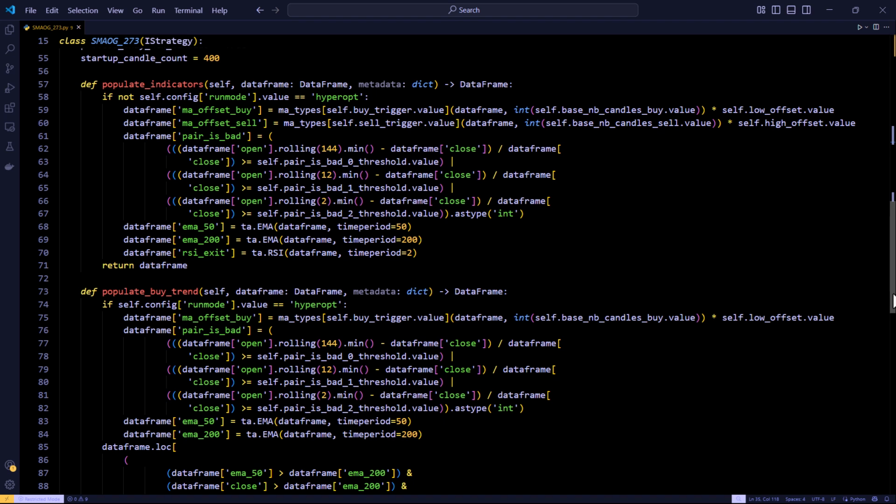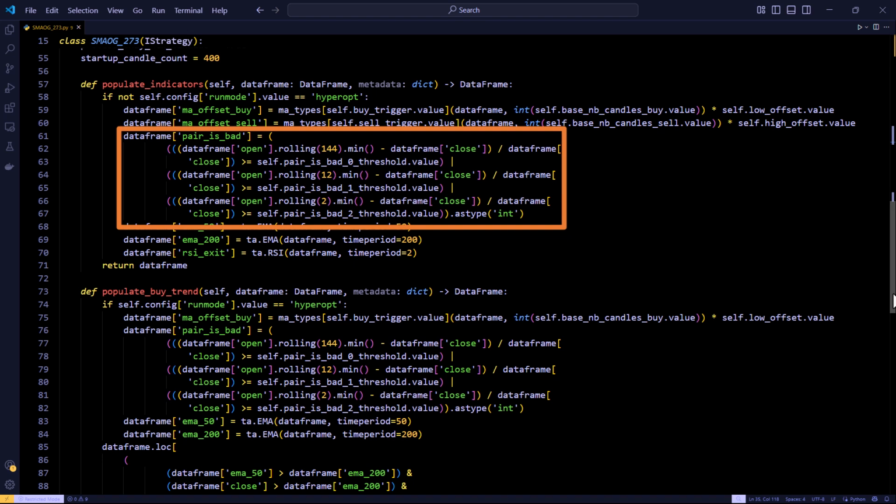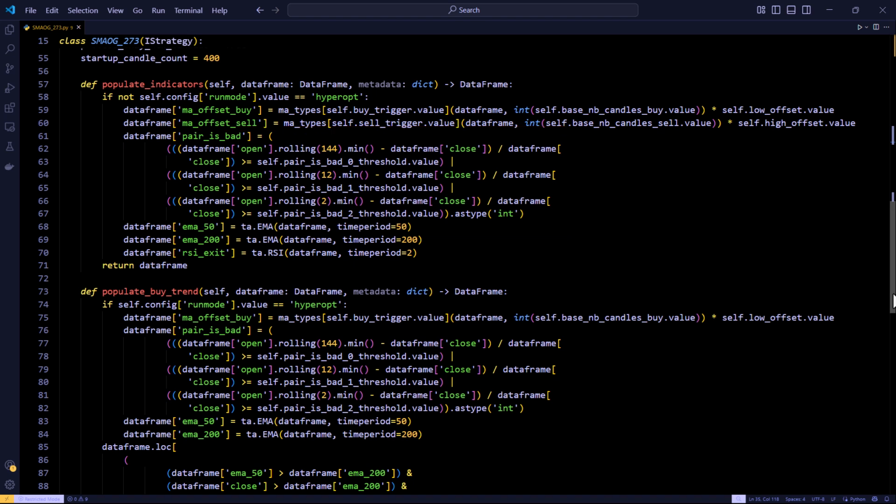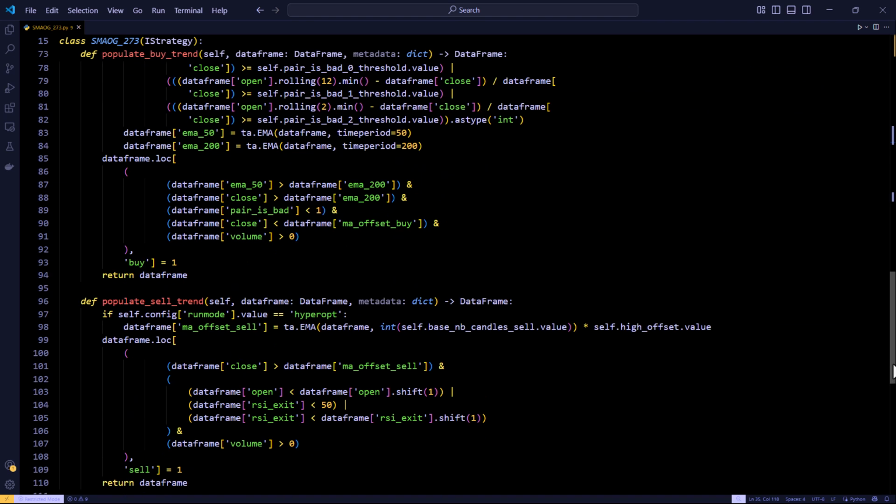But the most interesting idea of this algorithm is the pair is bad filter. This is a custom filter that uses rolling minimums of the open price versus the close price over different periods. And this is designed to flag pairs that are showing signs of significant recent downturn, essentially trying to avoid catching falling knives. And finally, the RSI is used for exits. A very short-term RSI with a period of 2 is used as part of the sell conditions, and I guess that this is used to spot quick momentum shifts.